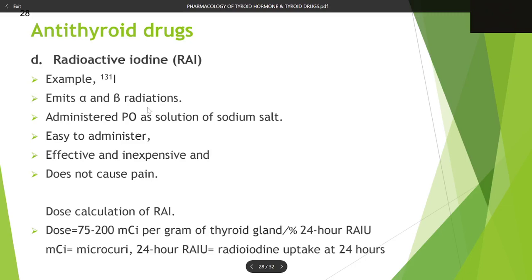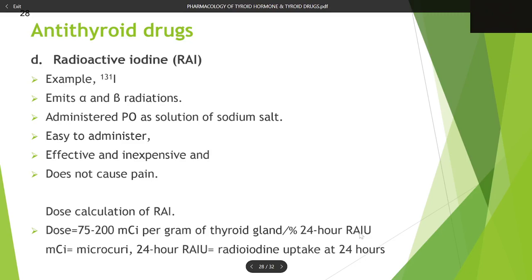Now, the radioactive iodine. It emits alpha and beta radiation. It's administered per oral as a solution of sodium salt. It is easy to administer. It is effective and inexpensive, and it does not cause pain. Now, the dose calculation of radioactive iodine is giving a dose of 75 to 200 microcuries per gram of the thyroid gland per 24 hours.